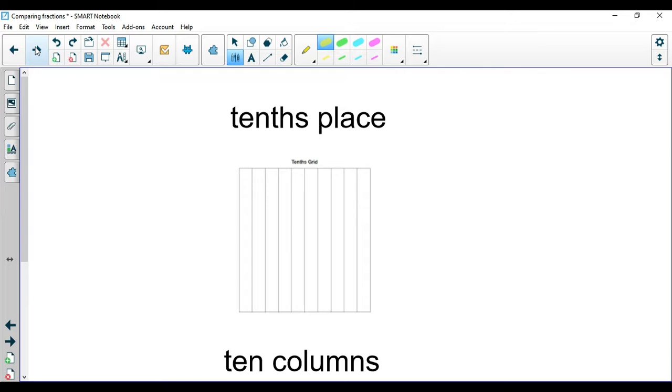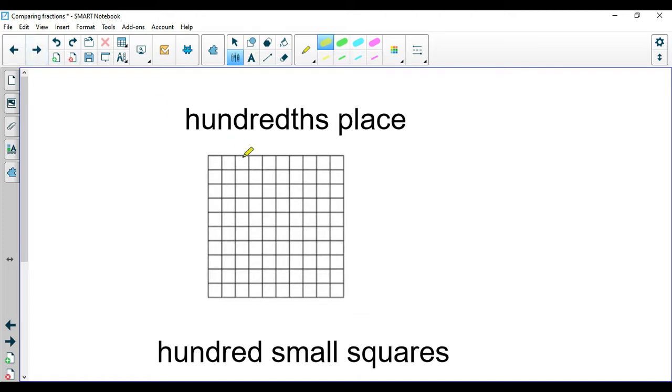So feel free to rewind this back, pause it, anything like that. So we're looking at the tenths place. Again, it's cut into 10 sections, and that is 10 columns. So think of that as dimes. And then you've got the hundredths place. That whole is cut into 100 small squares.